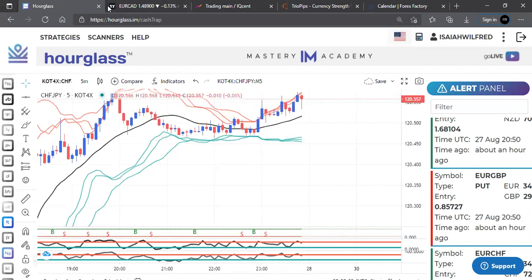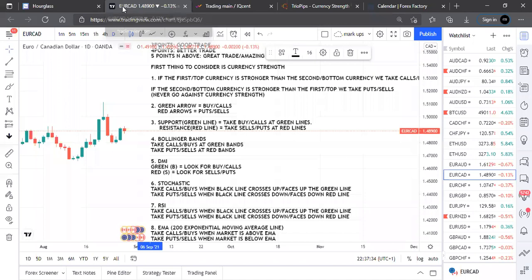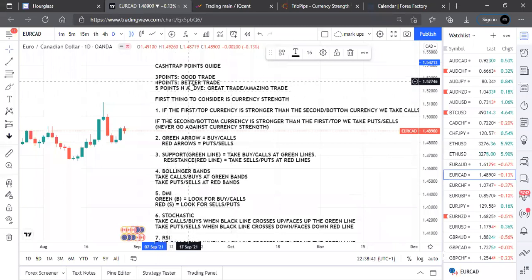And once you have 4 points, what does it say? 4 points is still a better trade. You can still take a 4 points trade, right? Don't get me wrong. If you don't get up to 5 points, or you're getting everything in check, and you get to the DMI and the DMI does not agree, guess what? You still have 4 points. You can still take that trade. So this is just how it works.